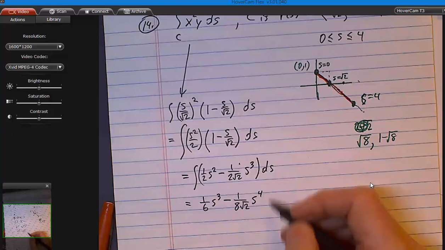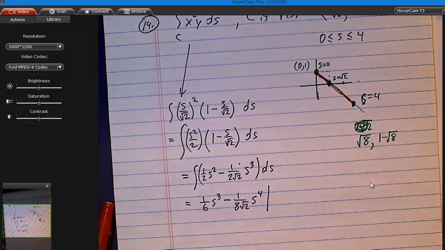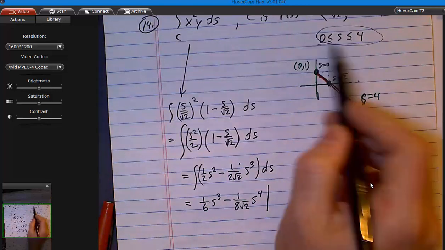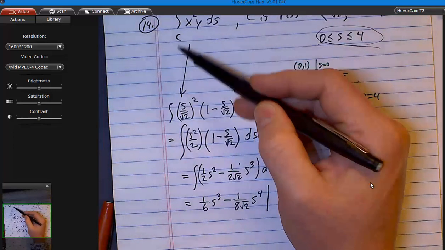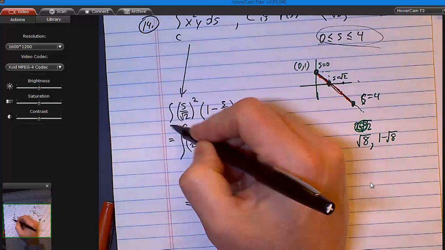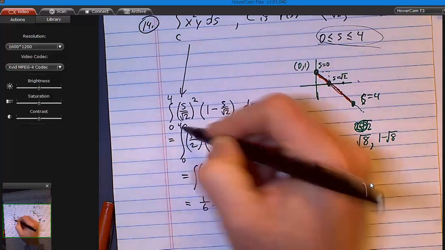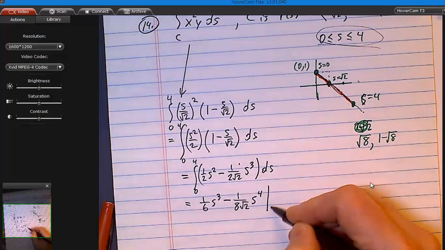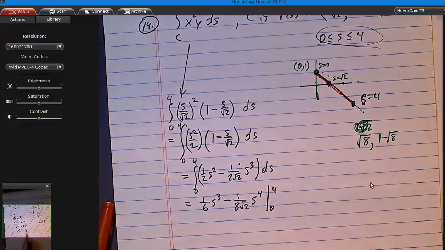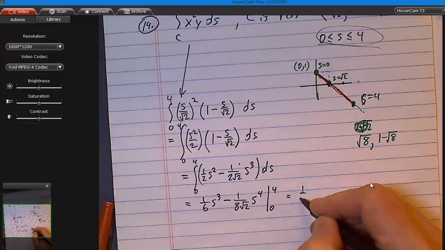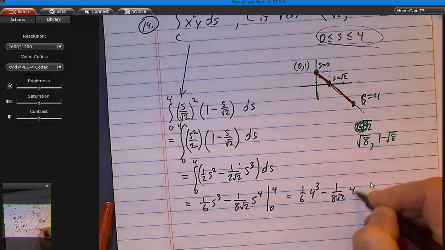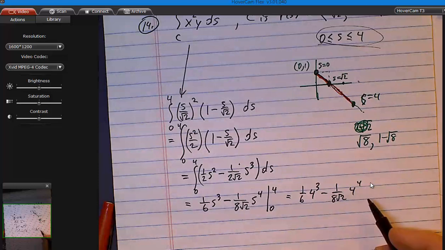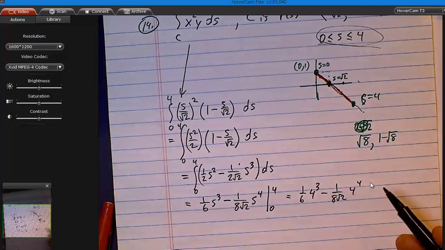Oh, what are our bounds? Well, we were given that, right? We were given that. So when does that happen? It should happen immediately. When I switch from a line integral to a regular integral, I should be writing these 0 and 4 as my parameterization bounds. And so, yeah, now I'm in good shape. I can do 1/6 of 4 cubed minus 1 over 8 radical 2 of 4 to the 4th. Okay. And we get what we get. I'm going to leave it at that.